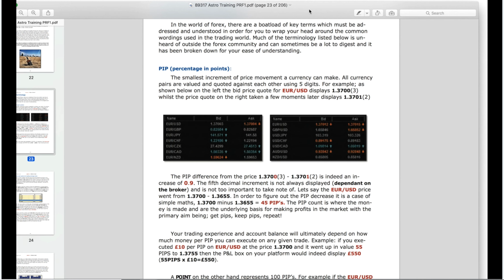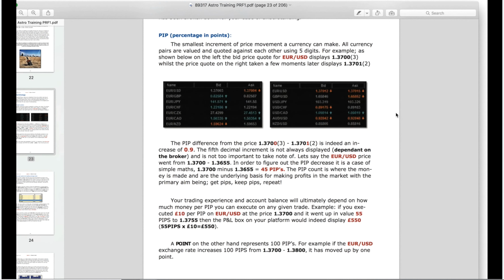Pips. I'm on page 23 in the Asher FX book. Pip stands for percentage in points. There's a few examples in here, sourced from NetDania, which is an online trading platform. As you can see, we have bid and ask. Bid and ask is important, I'll get into that in a moment. But we can also see that the quotes actually go to five decimal places.